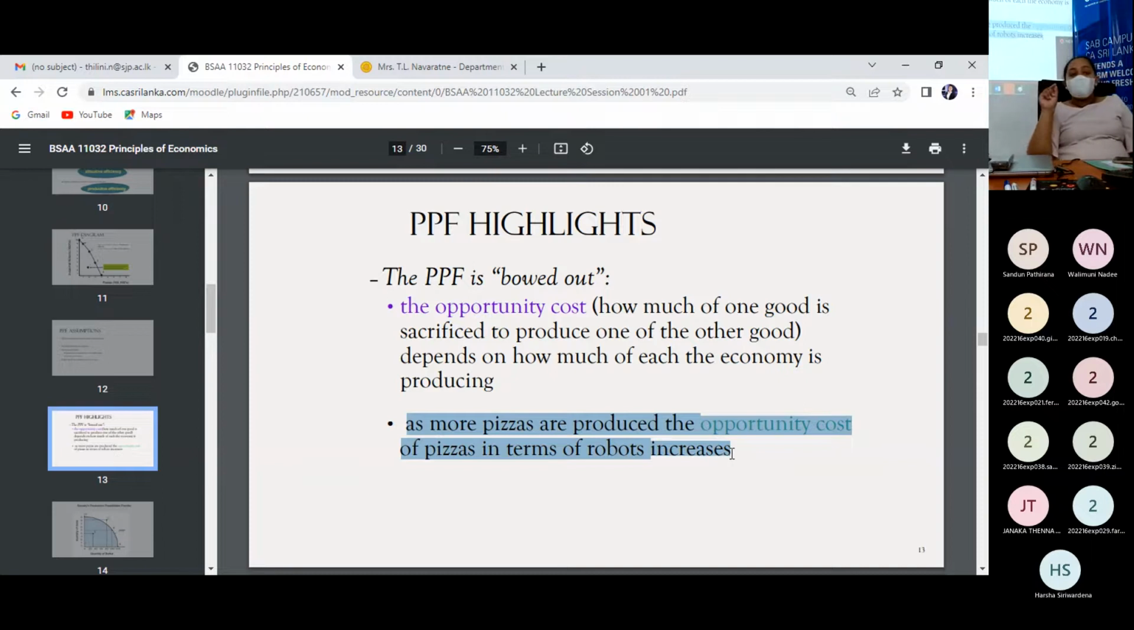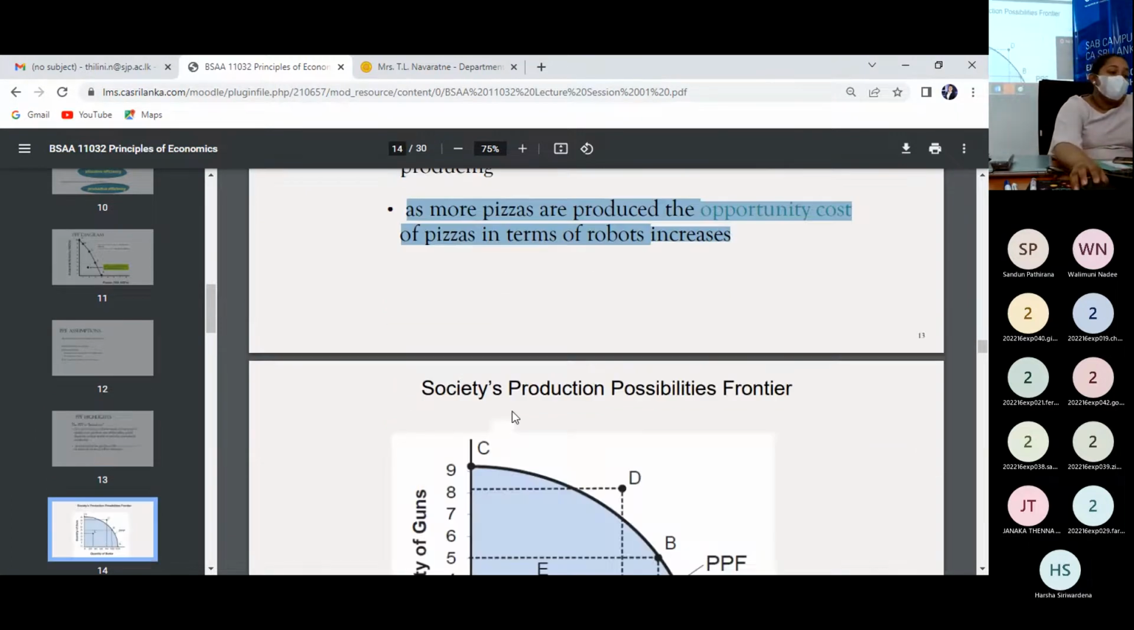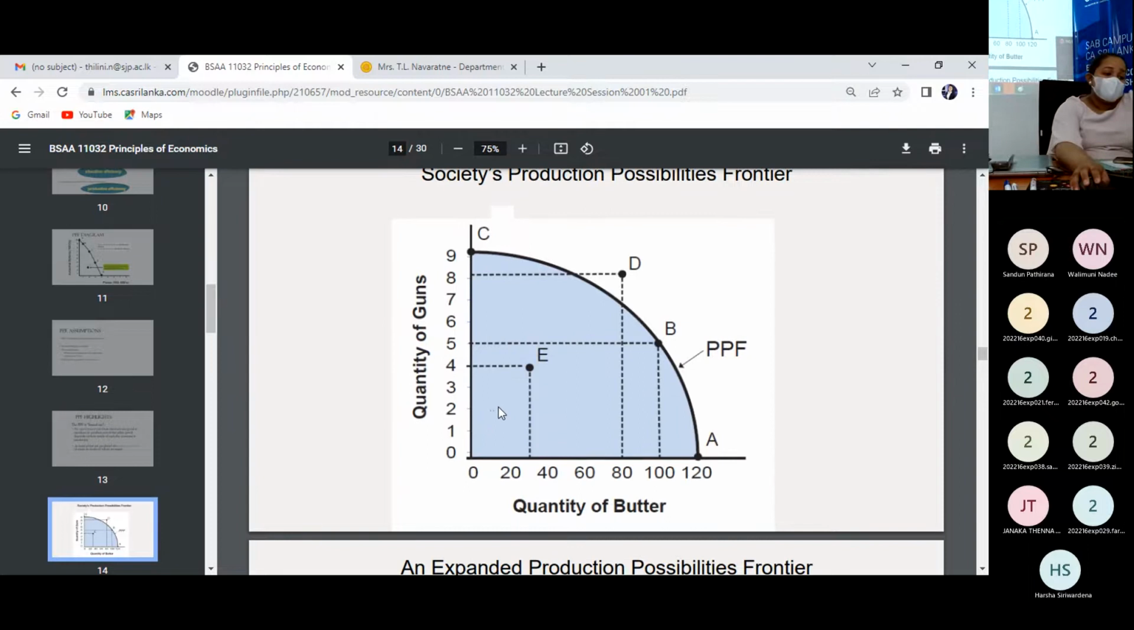Okay, so if somebody gives you a graph and asks what is the reason for this bowed out shape, you have to say, because the opportunity cost of producing more pizzas in terms of sacrificing robots is higher. Is that clear? Okay, you have all learned these things, huh?